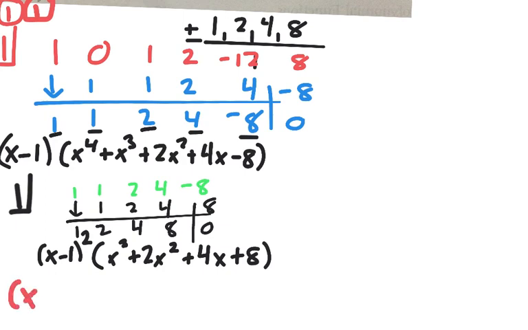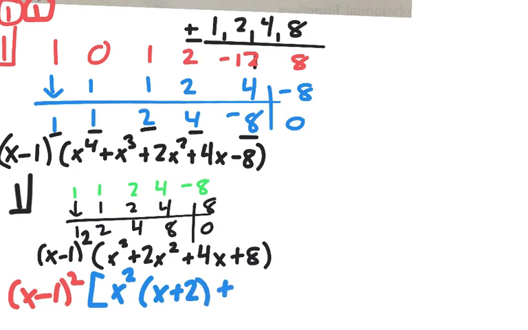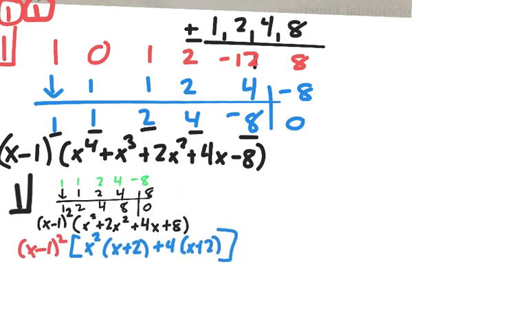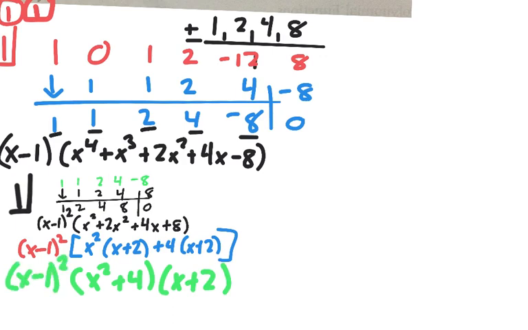So now again, this x minus 1 squared is going to stay out here. Now I'm going to group. So my GCF is x squared. That's going to leave me with x plus 2. Then my GCF is going to be positive 4. That's going to leave me with x plus 2. Which means in blue, that factors to be what's in front of the parentheses times the matching parentheses. And then I have what was listed in front to start with.